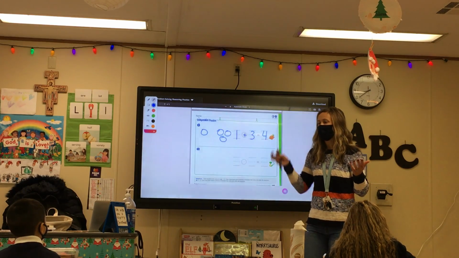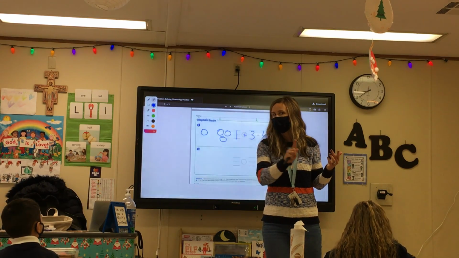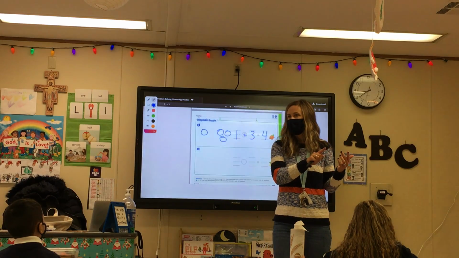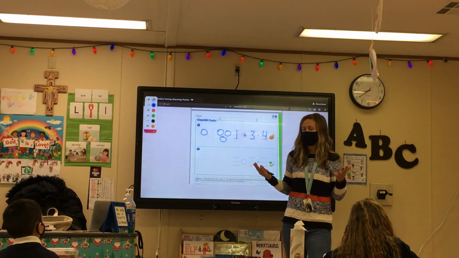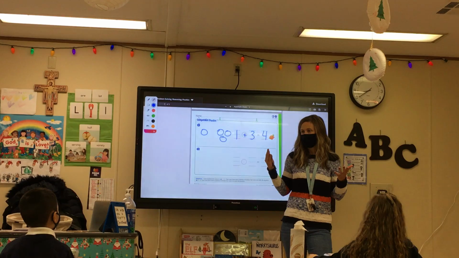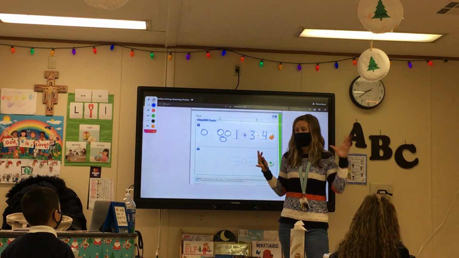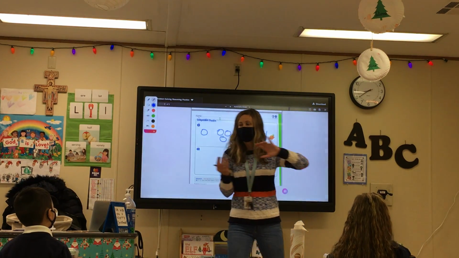Addition or subtraction? I have 3 snakes. 2 of them slithered away. How many are left? What do you think, Jacob? Addition or subtraction? Am I adding snakes into the group, or am I taking them away?